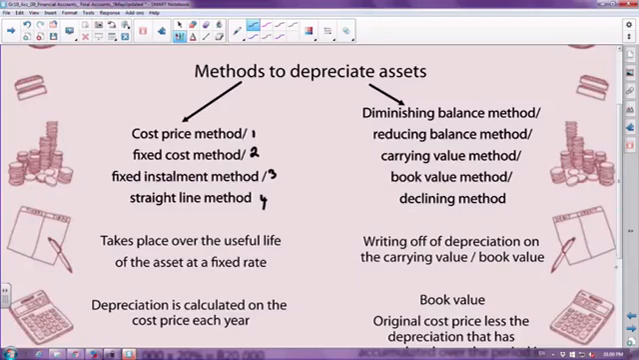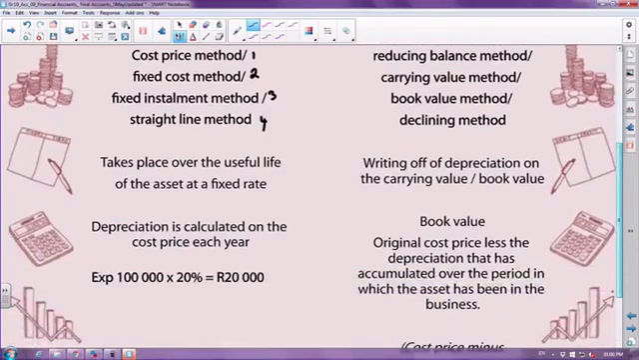And then, let's go and look at the very important thing. Depreciation is calculated on the cost price every year. So for example, if I have an item, let's say a vehicle worth 100,000 cost price, what will be the depreciation every year? 20%, and therefore I will lose 20,000 Rand every single year until I get to 100,000. Now remember, I can't just say 100 minus 100 and then have 0 after 5 years.